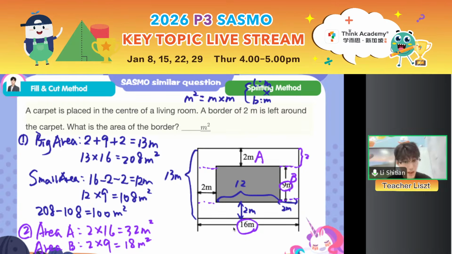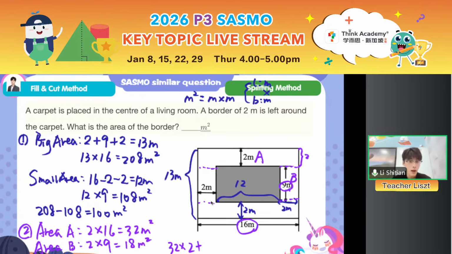We do not need to find it out actually. Why? Because the area of this small rectangle is the same as the rectangle A, right? So we only need to use the 32, which is the area of A, times 2, then plus the area of B.